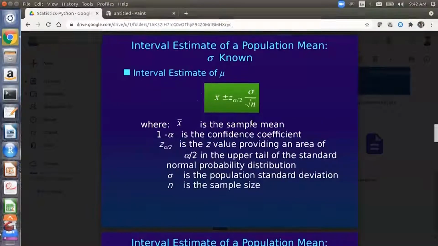T-score, please repeat. T-score or Z-score? Z-score is same as a standard normal. You were talking about T-score also. T-score we will see in tomorrow's class. Okay. T distribution. So when it will come, we will discuss.